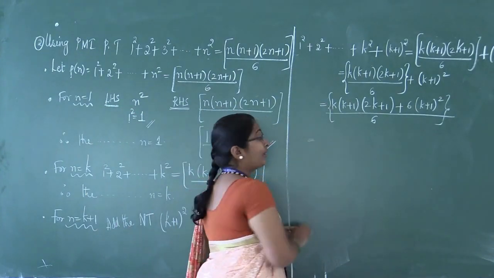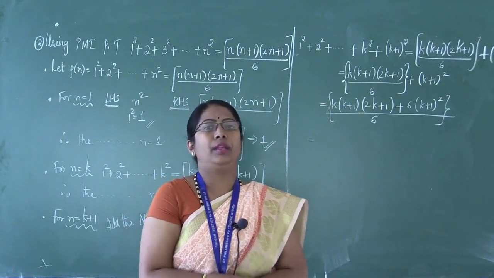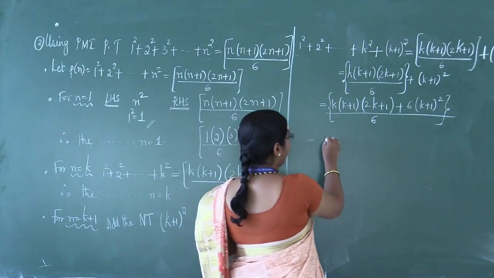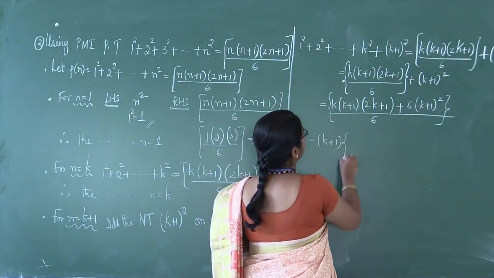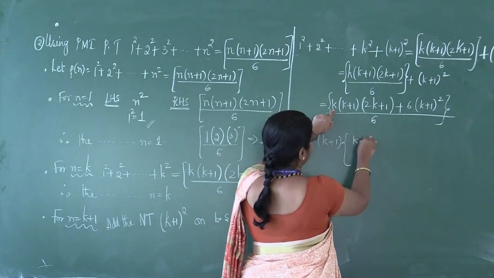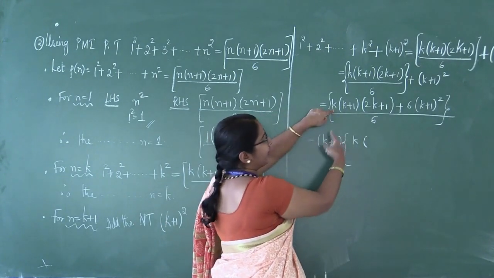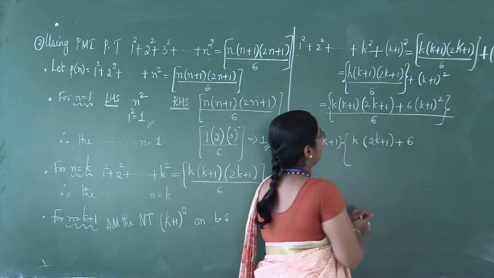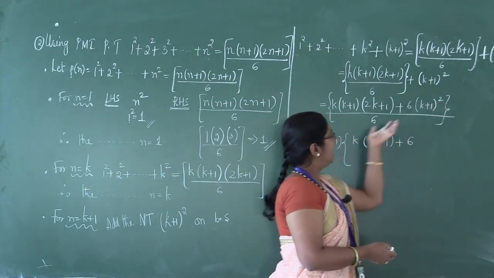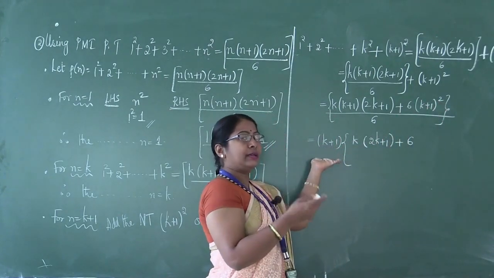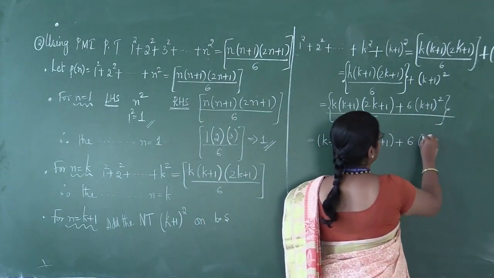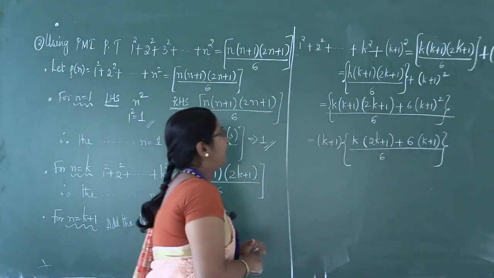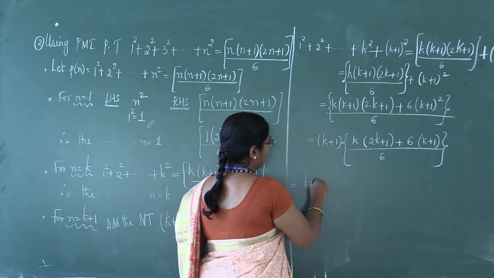Observe the numerator. Which term is common in the numerator now? The term k plus 1. So I shall take out k plus 1 as a common factor. When you remove k plus 1 as the common factor, which is the term that is left out in the numerator? k into k plus 1 is taken out as a common factor, which is the term that is left out? 2k plus 1 plus 6 times k plus 1 whole square I have here. k plus 1 I have taken out, which is the term that remains as it is? k plus 1 itself. k plus 1 whole thing divided by 6. Now, this is k plus 1.